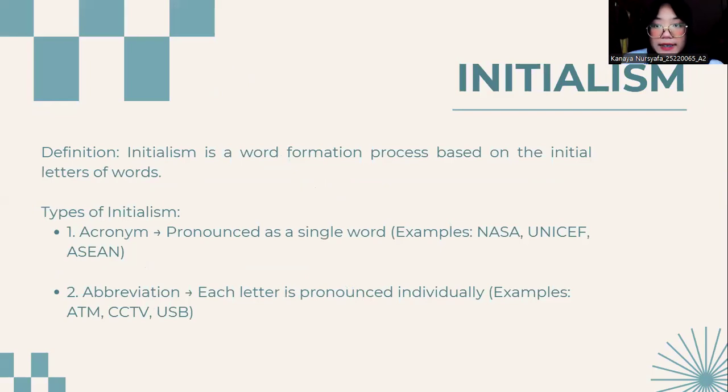The next process is initialism. Initialism is a word formation process based on the initial letters of words. There are two types of initialism. The first one is acronym, pronounced as a single word. Examples like NASA, UNICEF, ASEAN. And the second type is abbreviation. Each letter is pronounced individually, like ATM, CCTV, and USB. We can easily find this form in daily communication.